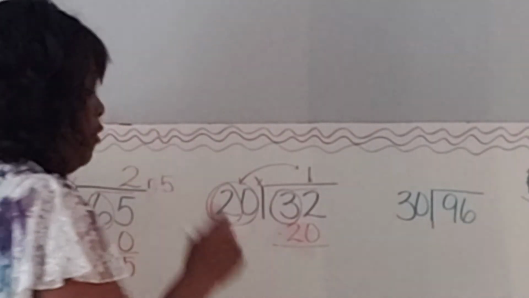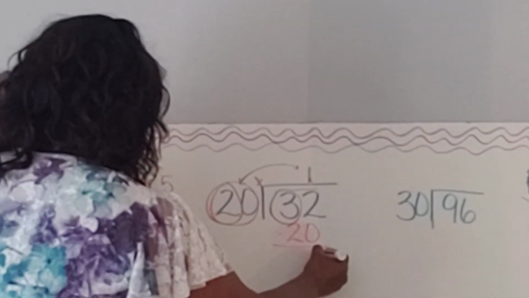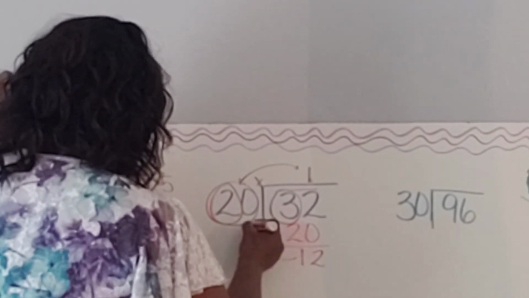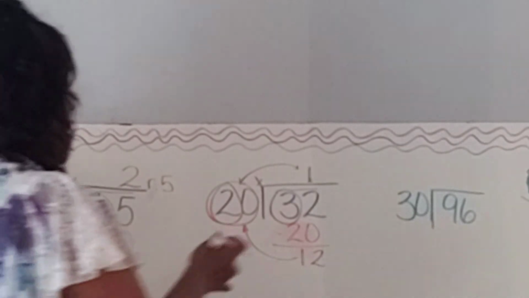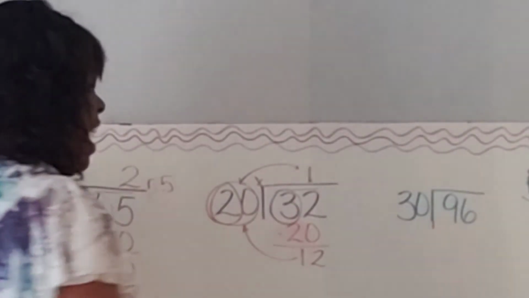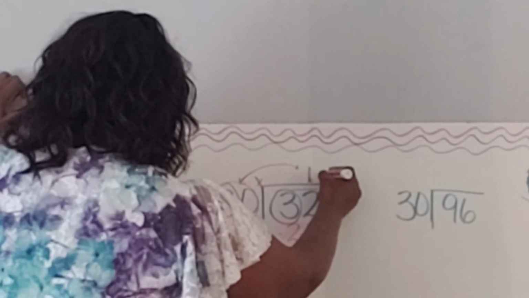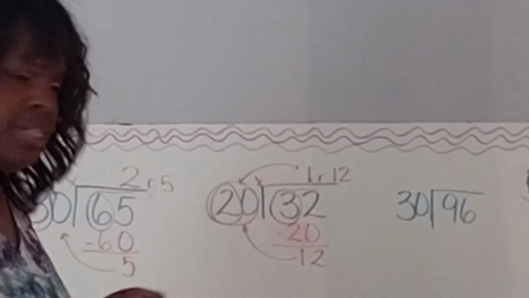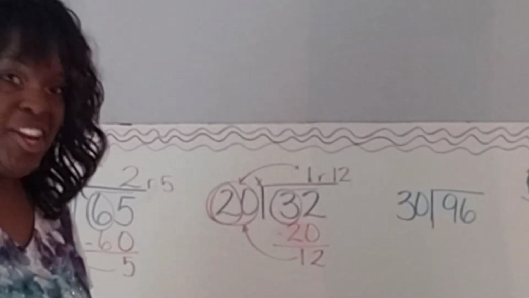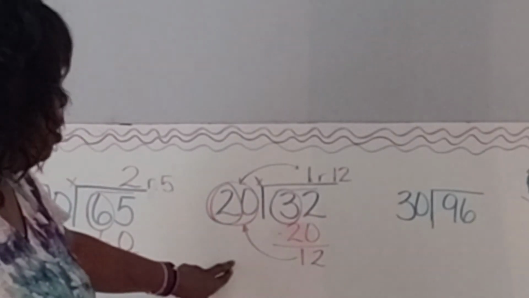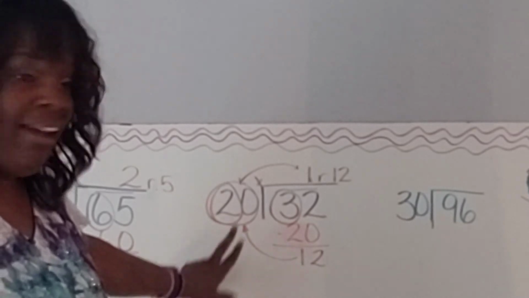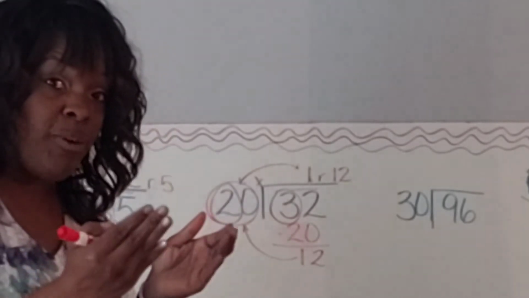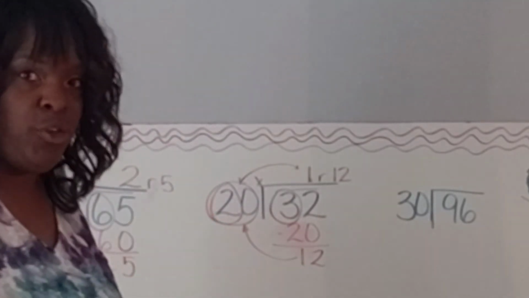Now subtract carefully. 2 minus 0. And 3 minus 2, 1. Is it less? It is. And if it's less and there's nothing left to bring down, then guess what? It's my remainder. But it's a big remainder, Miss Monroe. So, is it bigger than my divisor? No. If it's not bigger than my divisor, then I don't have to worry about it. It's perfectly fine. So in 32, I have one group of 20, and then I have 12 left over.